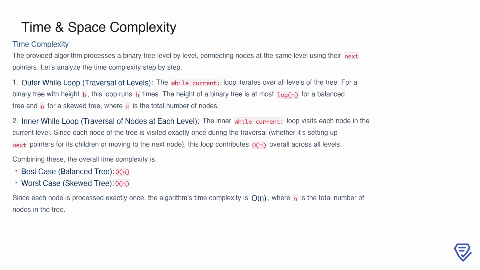Within each level, the inner while current loop iterates through all the nodes of that level. Since each node is visited exactly once across the entire traversal, these inner loop iterations sum up to O(n) overall. Therefore, regardless of whether the tree is balanced or skewed, the algorithm processes each node exactly once, resulting in an overall time complexity of O(n) in all cases.